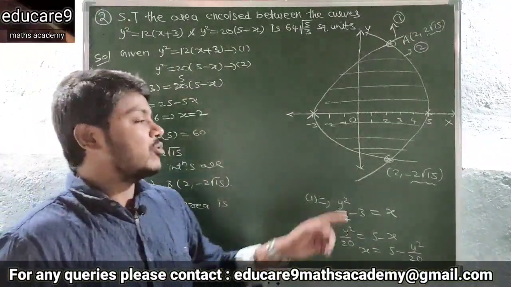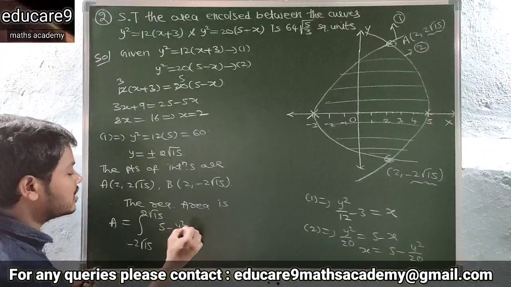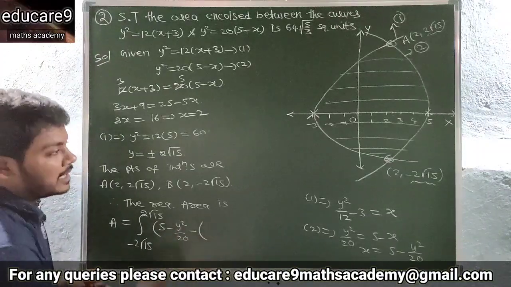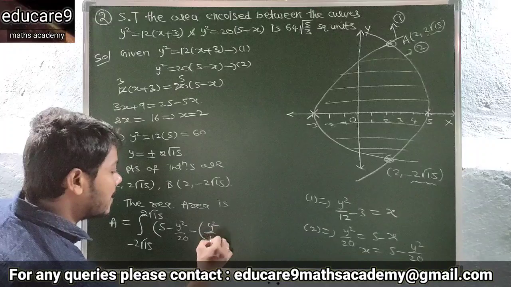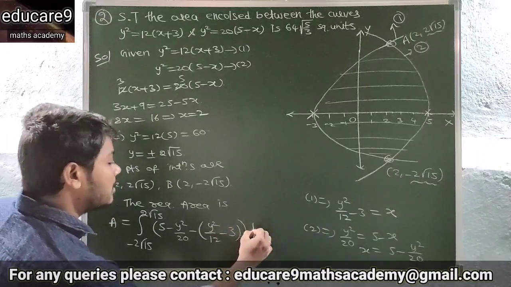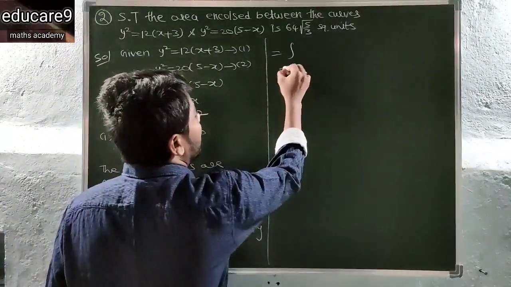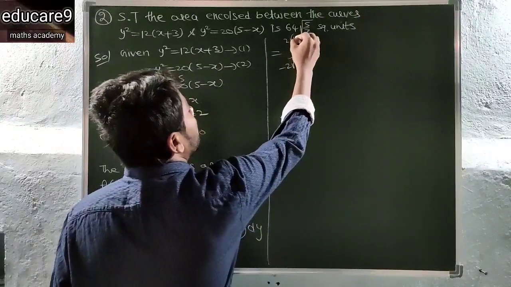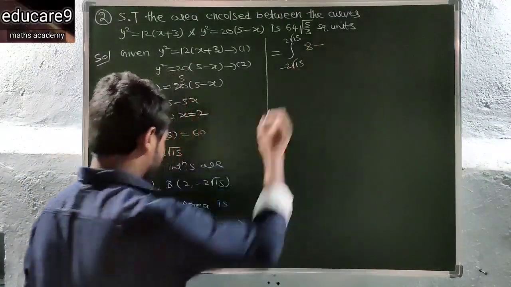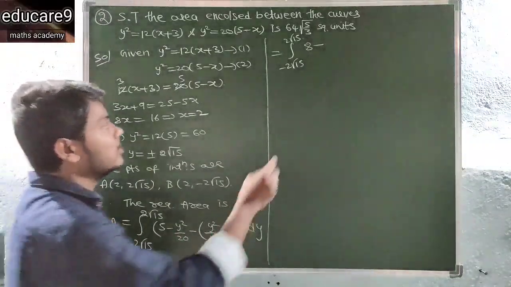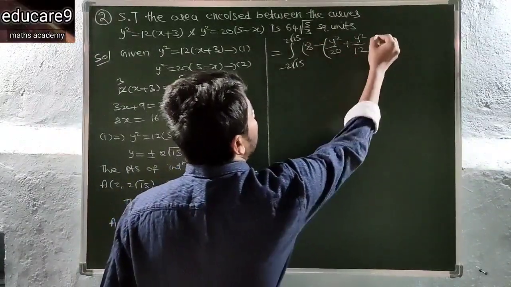So clearly the required area is x of the right curve, that is equation 2, so 5 minus y square by 20, minus x of the left curve, that is what? Equation 1. So y square by 12 minus 3, dy. So clearly, this is the integral from minus 2 root 15 to 2 root 15. See here, 5 minus of minus 3, 5 plus 3 is 8, minus y square by 20 minus y square by 12, that is minus y square by 20 plus y square by 12, dy.